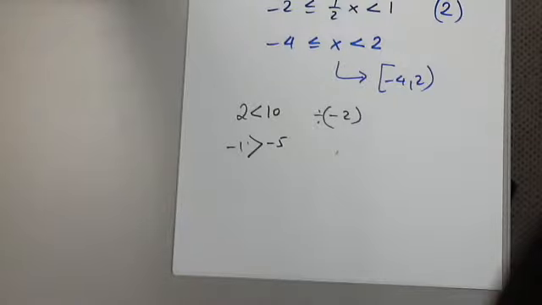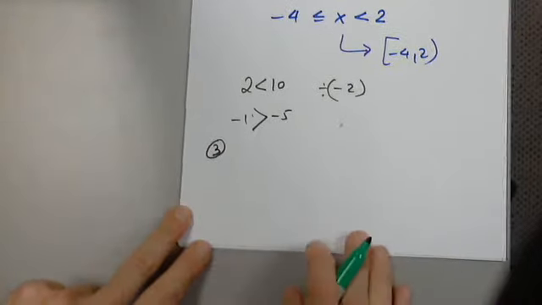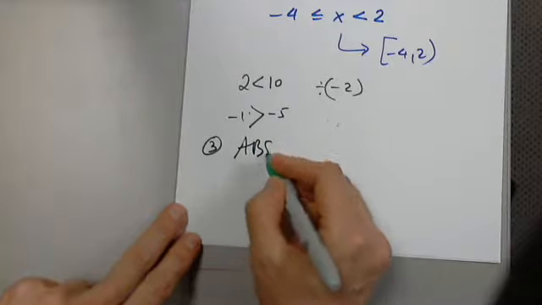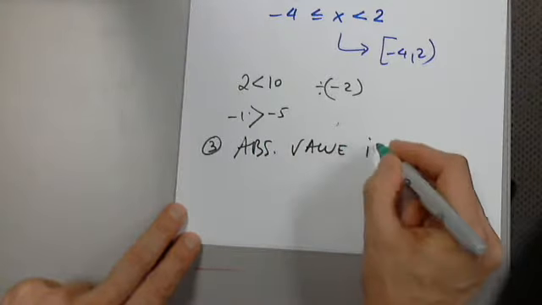Okay, the last type of inequality is number 3 that we are reviewing. Absolute value inequalities.